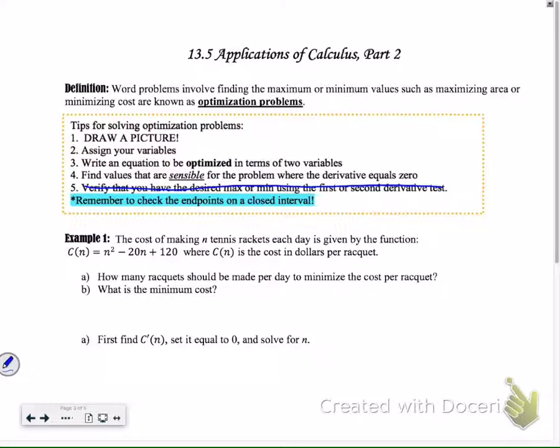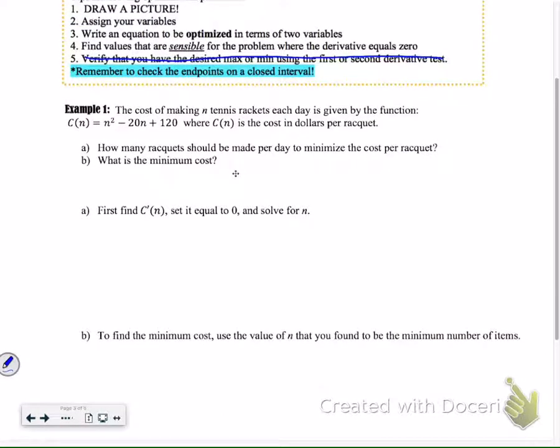Okay, so example 1, the cost of making n tennis rackets each day is given by the function C of n is equal to n squared minus 20n plus 120, where C of n is the cost in dollars per racket. How many rackets should be made per day to minimize the cost? So this is what tells you that you're going to need to essentially do a derivative. And what is that minimum cost?